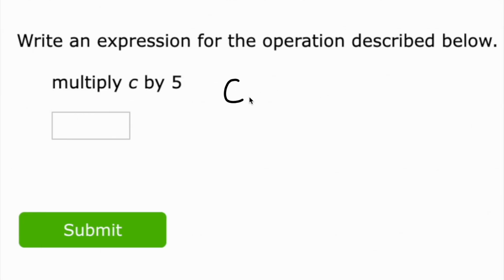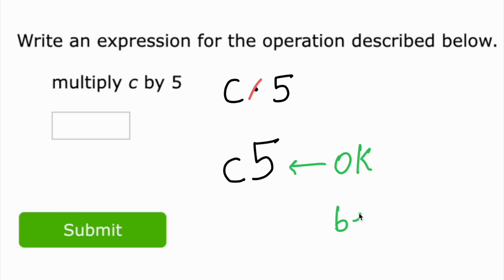Next, we have to multiply c by 5, and since you don't need to use a symbol when multiplying a variable with a number, you could simply write c5. But note that conventionally, the number, aka coefficient, usually comes before the variable, so it's better practice to answer 5c.